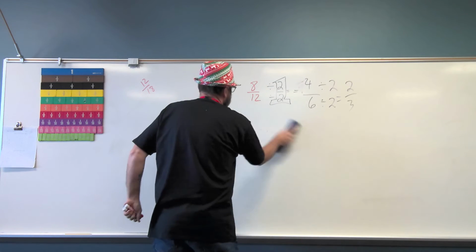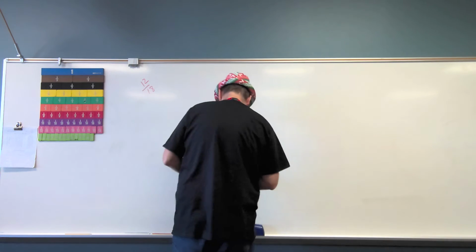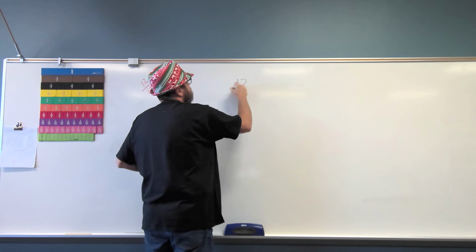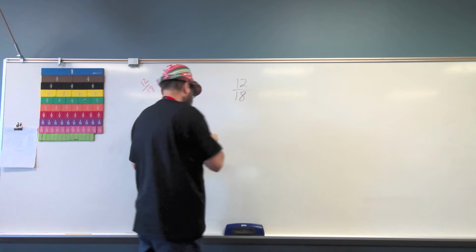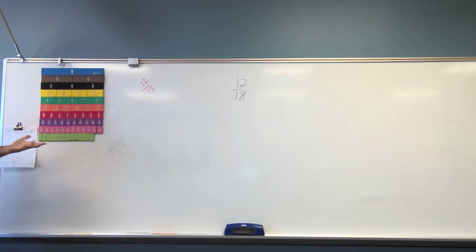Let's look at a second one. Let's try 12/18ths. 12/18ths. Anybody, can you think of a number that divides evenly into 12 and 18? 2. They're both even. We can start with 2.